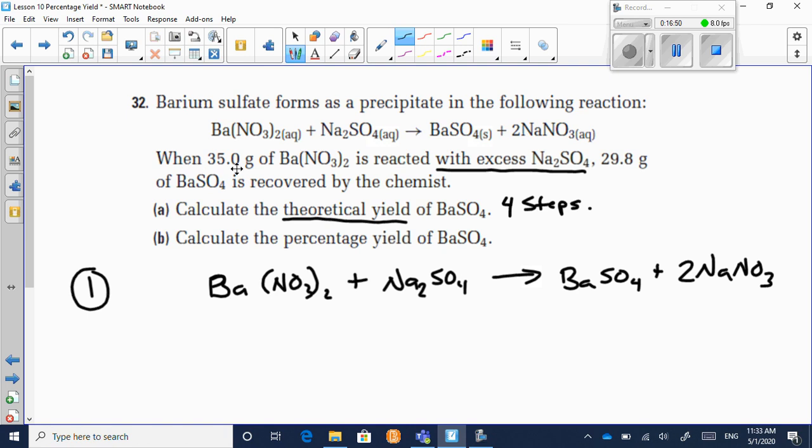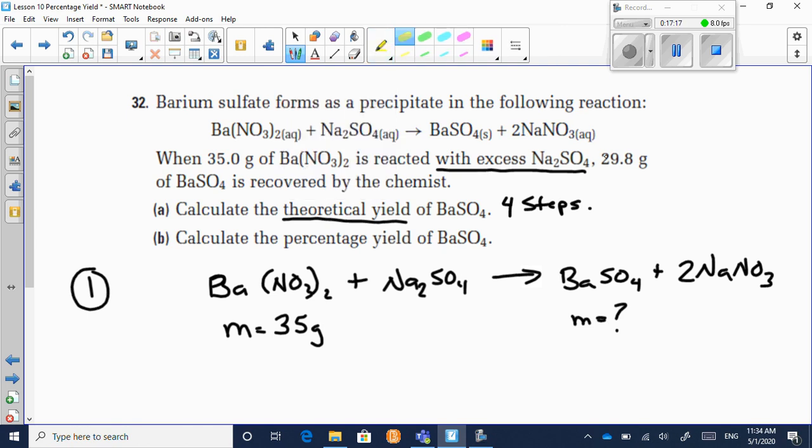So it says when 35 grams of the barium nitrate, so my little m is 35 grams. That's how much I've been given. It says, well, the theoretical yield of barium sulfate. So I want to calculate, my question mark will be how much of the barium sulfate do I make? Now, you got to be careful here. And I want to highlight this just for a minute.